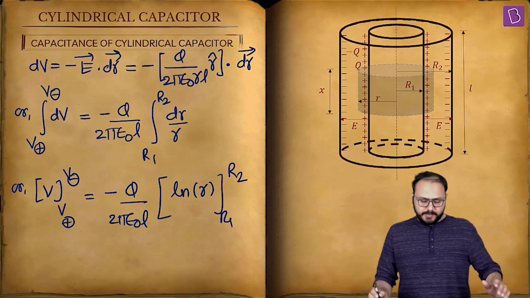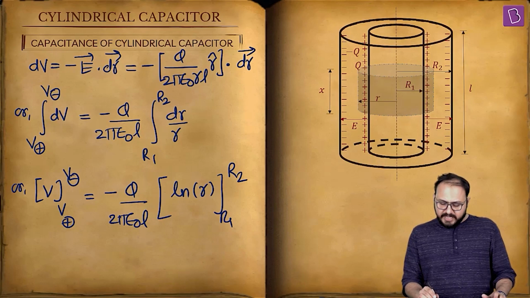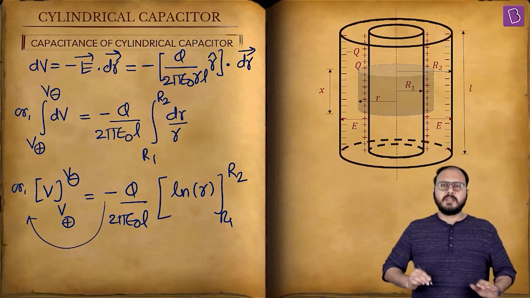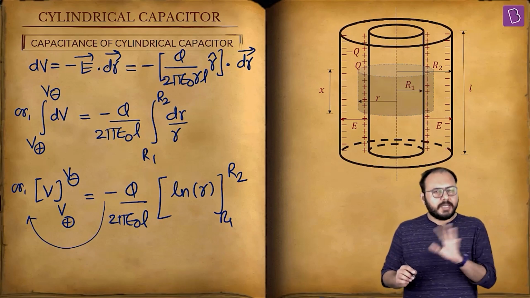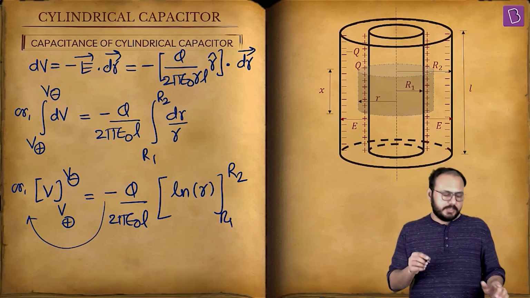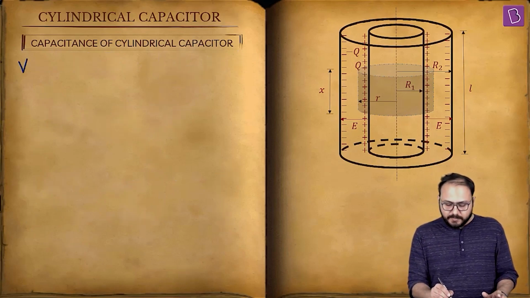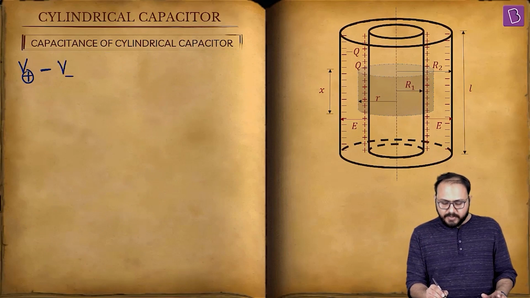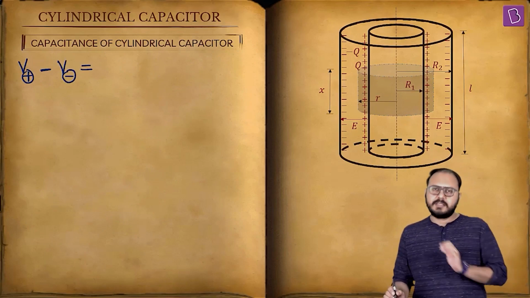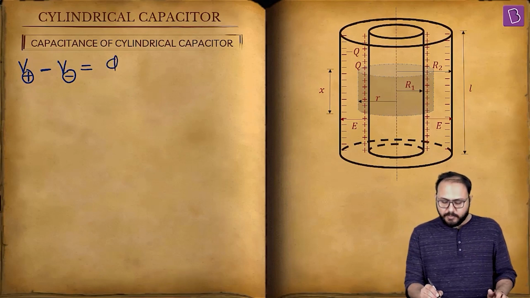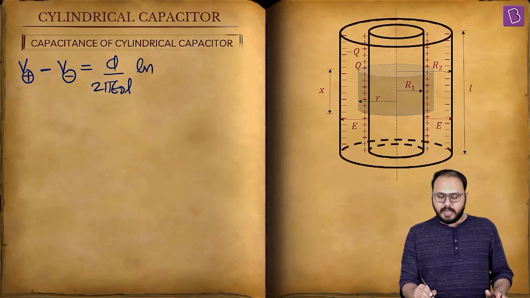Shall I go ahead? Put the values, please. How about we take this minus sign and absorb it in the left-hand side by swapping the limits. If I swap the limits, instead of V minus minus V plus, does the audience agree that it will become V plus minus V minus? And here would be q upon 2 pi epsilon naught L ln of R2 minus R1.